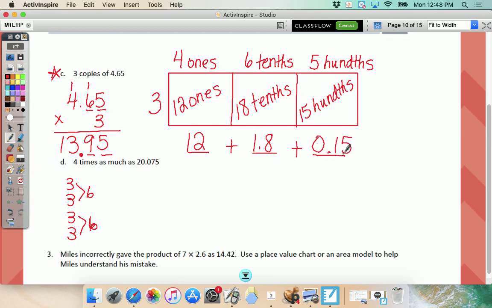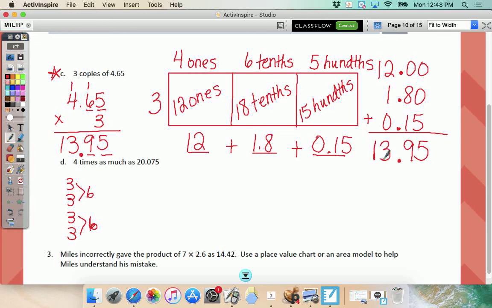Good. Now, what mistake do kids usually make? They don't line up their decimals. Okay, so let's get them lined up and place the digits where they need to go. Can we fill in with 0? I think it's very important that you do. I don't think you can do the problem without doing that. I bet it's 13.95. What do you guys think? I would agree with you.